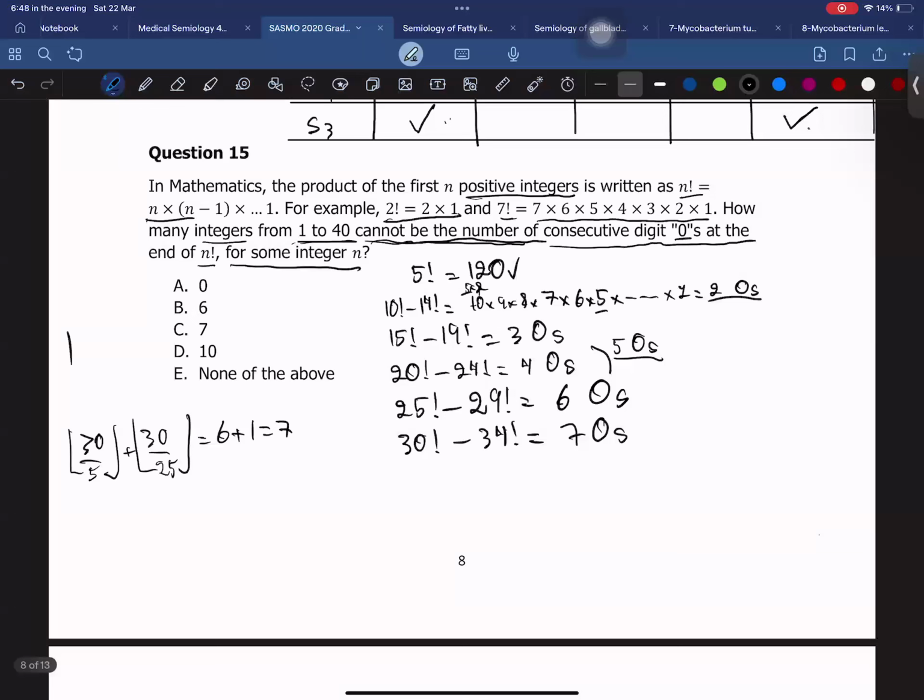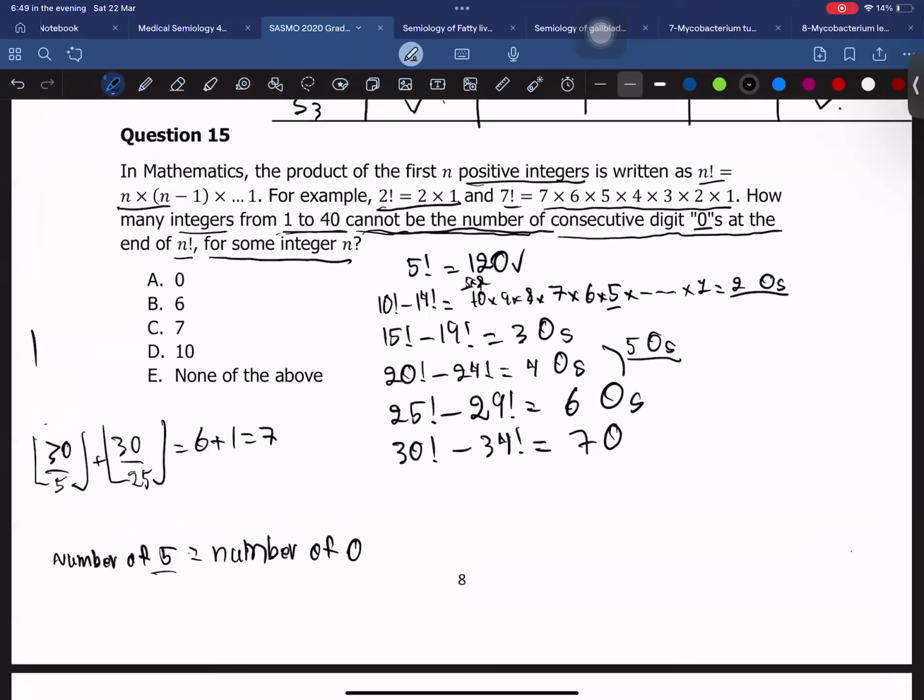Okay, so just use this formula. You're going to find the number of 5s, and the number of 5s determines the number of 0s, because the number of 5s equals the number of 0s. As we know, 5 times an even number like 2 gives us a 0. In a factorial, we have a lot of even numbers, so we just need to find the number of 5s.